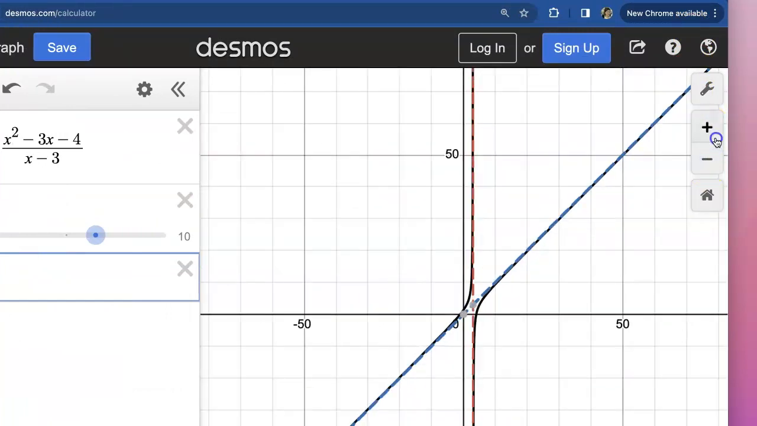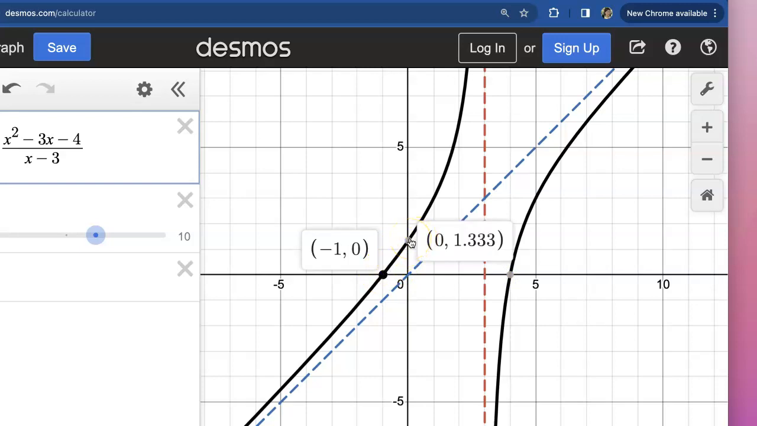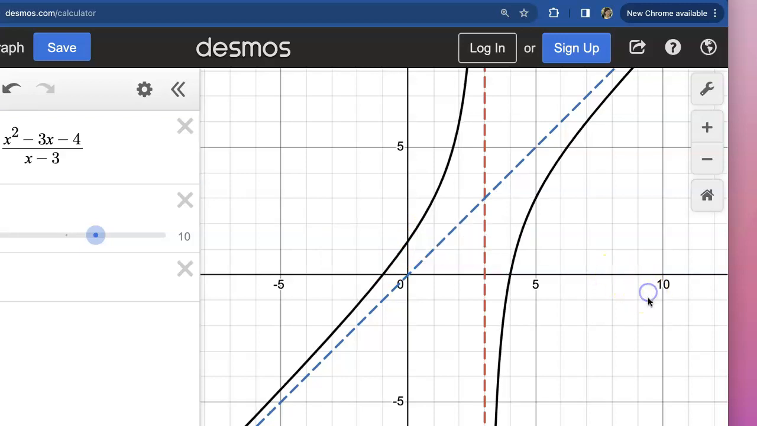So very wide, right? Does it have an x-intercept at 4 and -1? Let's see. I click this dot. Yes, it does have an x-intercept at (4, 0). And it does have another x-intercept at (-1, 0). And I'm about to click on that y-intercept, which is at (0, 1.333). So that is 4/3. So we did it right.